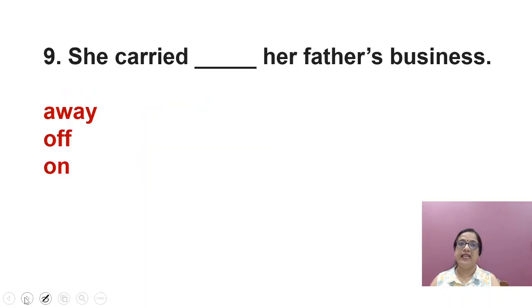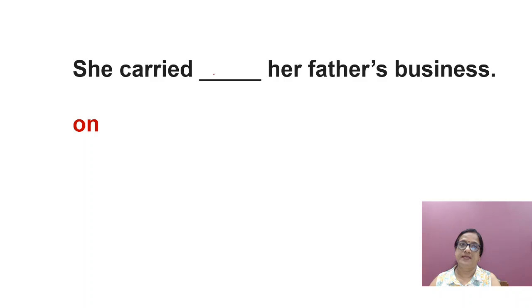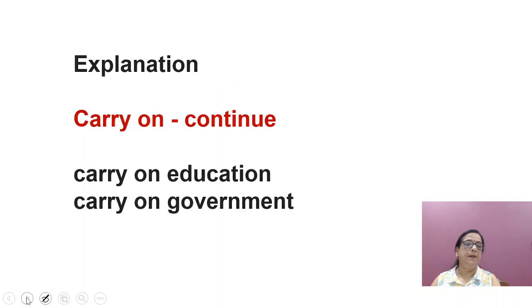Question number 9. She carried dash her father's business. She carried away, carried off, carried on? The answer is: she carried on her father's business. Carry on means to continue. She carried on her father's business means she continued with it. Examples: carry on education, she loves to carry on education in the same college; carry on government, that is, the government will continue.